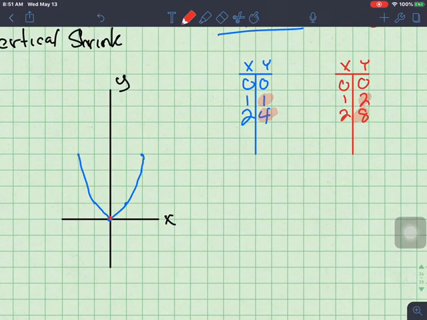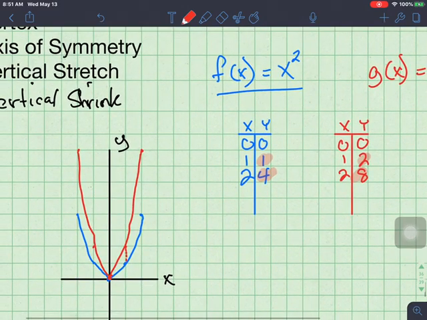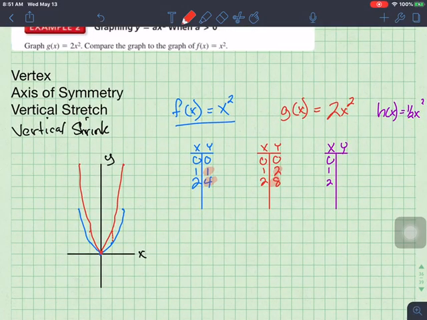Okay, so I graphed (0, 0), (1, 2). There's the stretch right there. You see it? All right, and then (2, 8), and then we have the negative side as well. So there you go. There's the parabola. And that's called a vertical stretch. Okay? Now, vertical shrink, right?